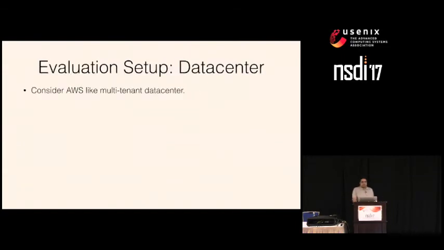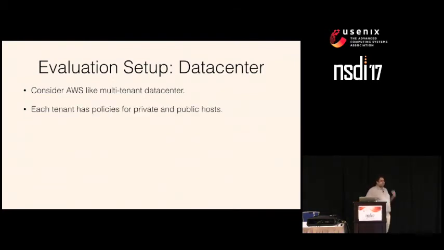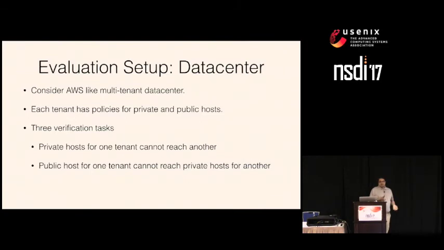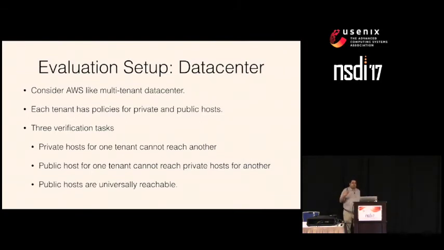First, we'll consider a data center where we've used a very simple set of policies. We use what are standard AWS policies. We allow each tenant to have some public and private hosts. And we want to verify three things. First, we want to make sure that private hosts for one tenant cannot reach another. We want to verify that public hosts for one tenant cannot reach private hosts belonging to another one. And finally, we want to make sure that public hosts are always reachable by everyone.